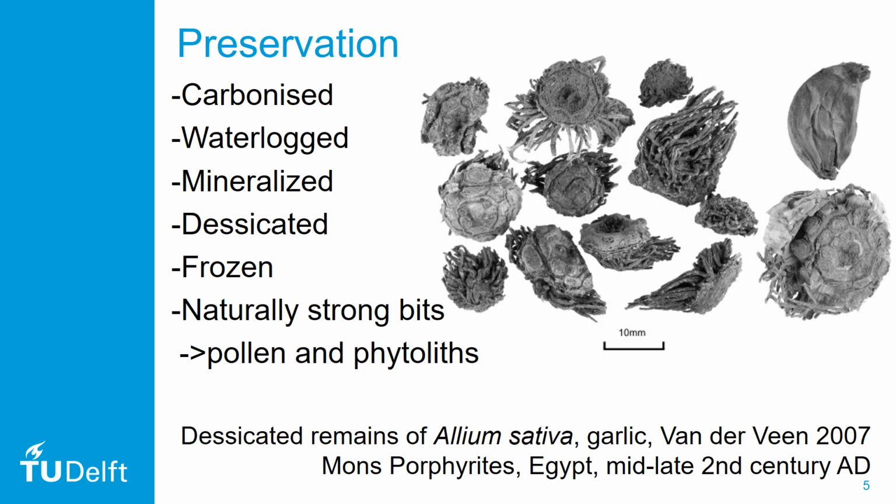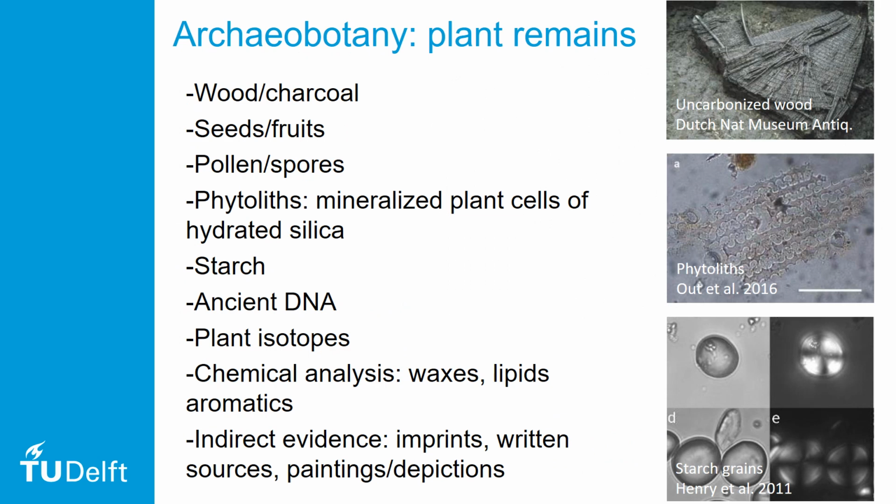There is another strategy besides looking for sites in these maybe extreme environments, and that is to focus on parts of the plant that are naturally strong. And those are mainly the pollen and phytoliths. Pollen being the male reproductive cells, and phytoliths being silica skeletons, particles that are present in plants as well.